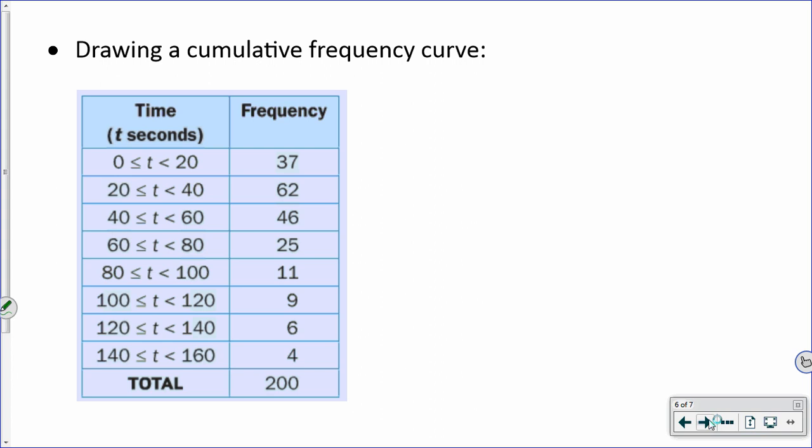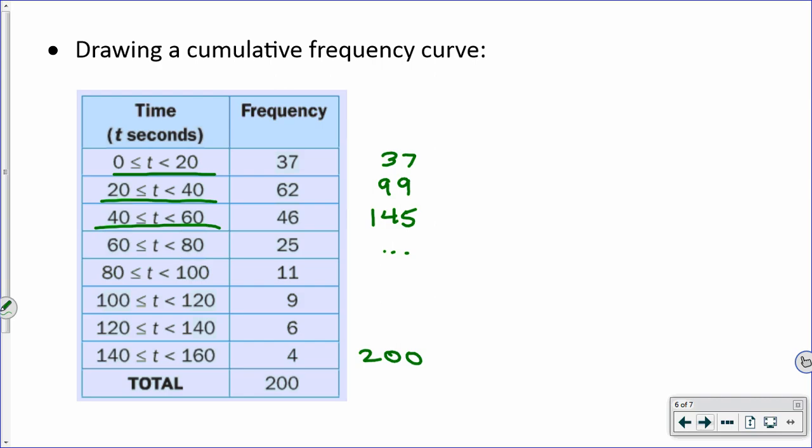many of the phone calls were up to 20 seconds, how many phone calls were up to 40 seconds, so that includes the 37 and the 62 from the next category. How many phone calls were up to 60 seconds, so you'll take your previous total and add the new 46 phone calls to that, and so on. I'm not going to finish this out. In the end, the final row should have a frequency that matches up with your total frequency.